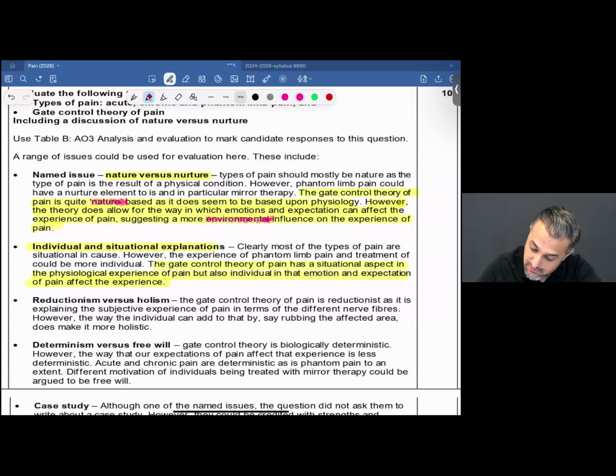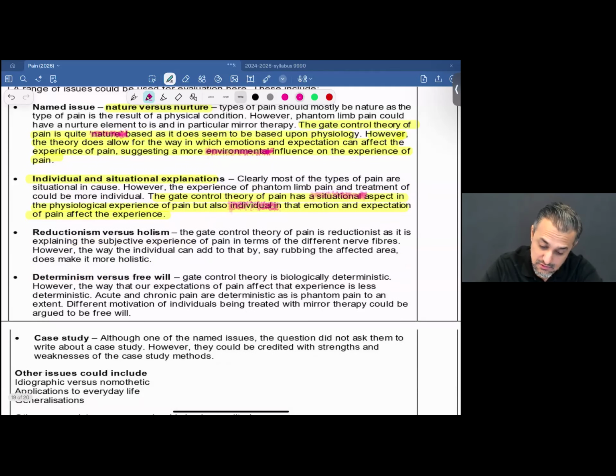Now this is your situational part, and this is the individual part. Like I said, take screenshots if you feel like. Reductionism versus holism. The gate control theory is reductionist, as it is explaining the subjective experience of pain in terms of the different nerve fibers. However, the way the individual can add to that by, say, rubbing the affected area does make it more holistic. So again, reductionist and holistic both.